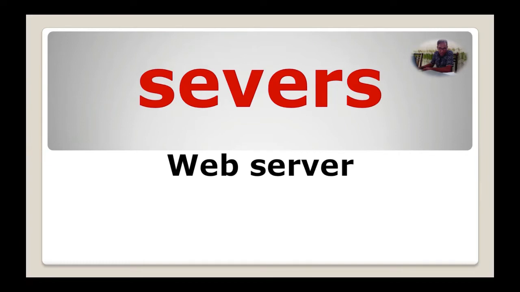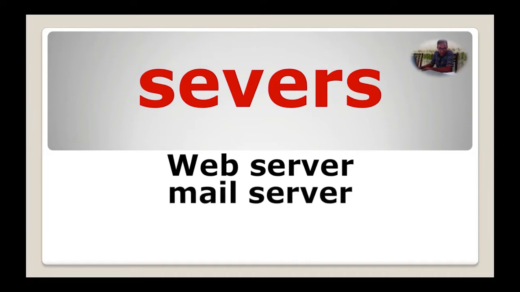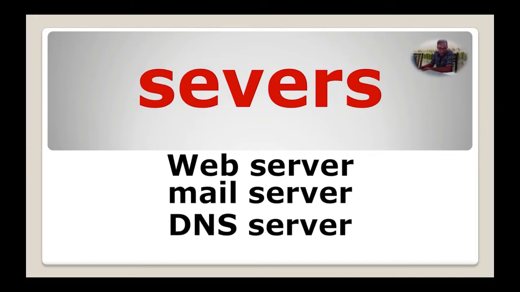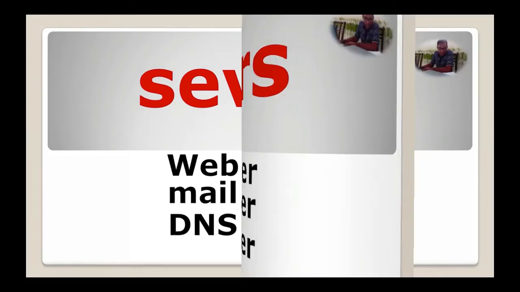Then we have servers. Actually, what are these servers? Servers are computers with very big storage and very fast processing. On the internet, these are the storages, actually computer storages. So there are three types of servers. The first one is the web server, the next one is the mail server, and the DNS server. So we have to consider the functioning or the use of each of these servers.